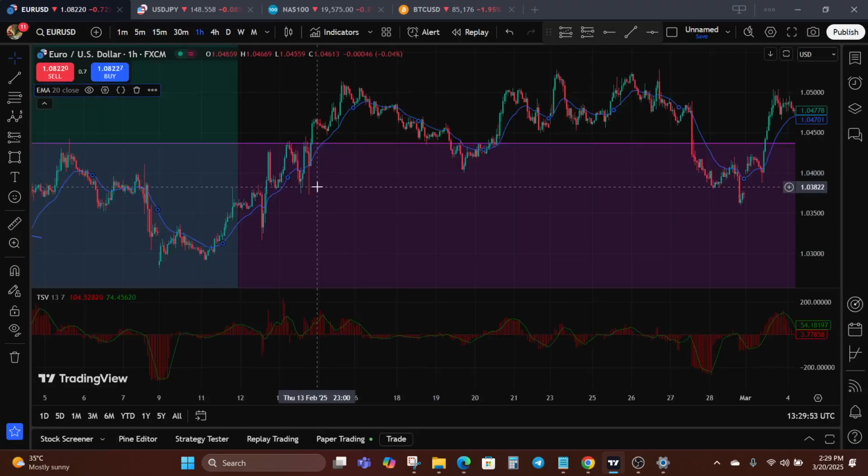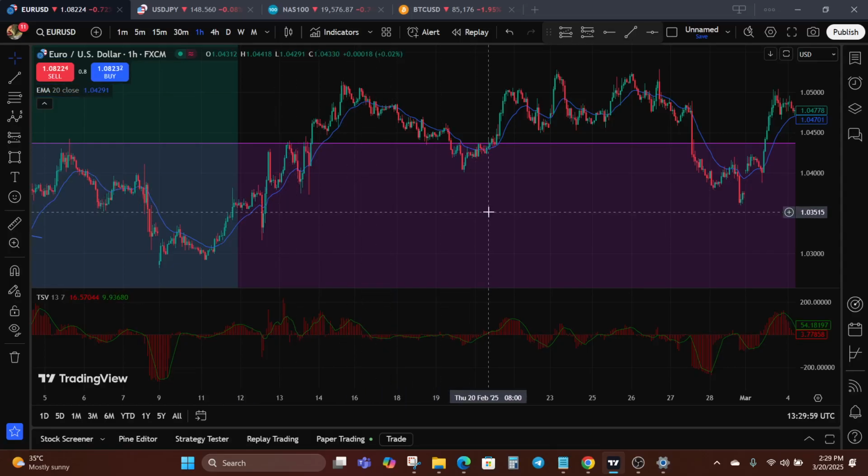And then finally, do not rely on TSV alone. While TSV is a great tool, always look for confirmation from price action or other indicators to make more reliable trades, just like we discussed. Okay, and that wraps up our deep dive into the time segmented volume, that's the TSV, and how to combine it with price action for a winning trading strategy.